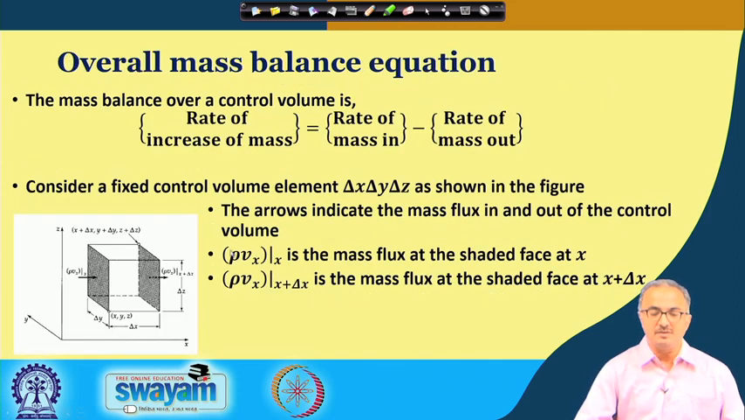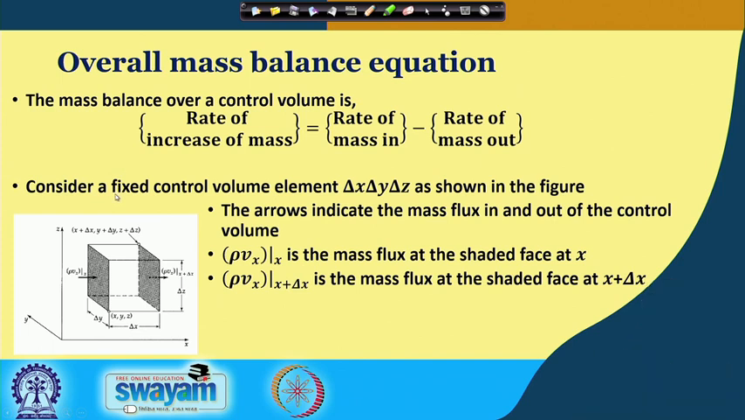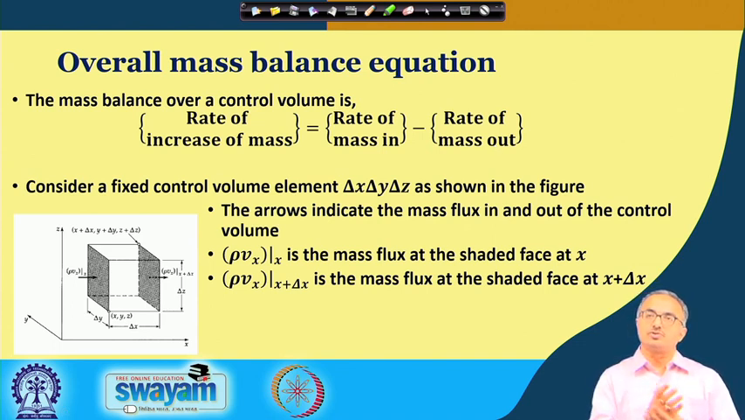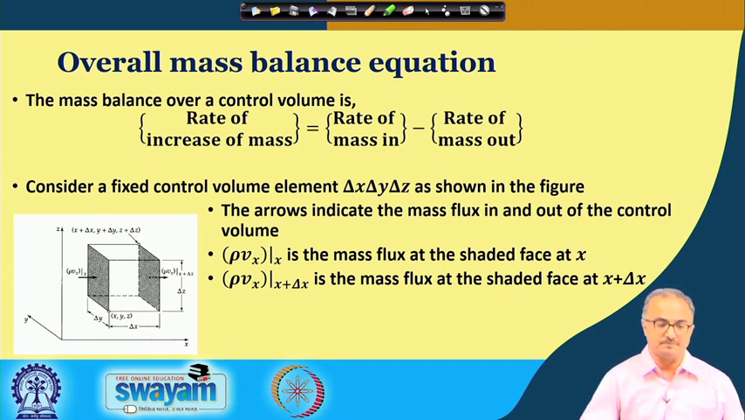So, first let us start with the overall mass balance equation. In this case, first we apply the conservation law, and for doing that we first have to identify some control volume. Okay. So, here we are doing it in the Cartesian coordinate for ease of our understanding. When we write the conservation law, we find that rate of increase of mass is equal to rate of mass in minus rate of mass out, because mass cannot be created or destroyed. So, there is no question of having any kind of generation or consumption term in the overall mass balance. Okay. So, this you must be careful about.